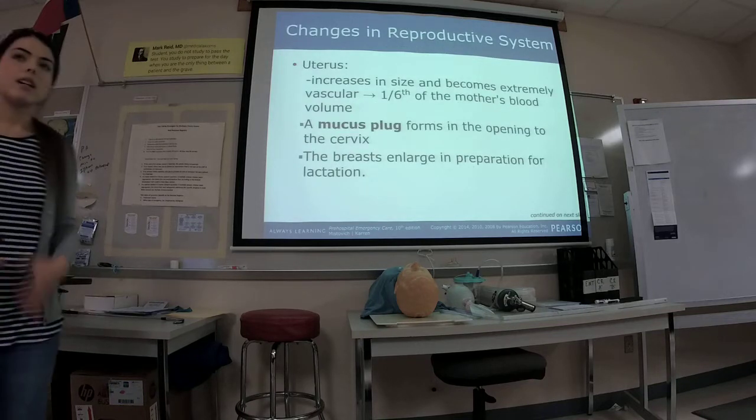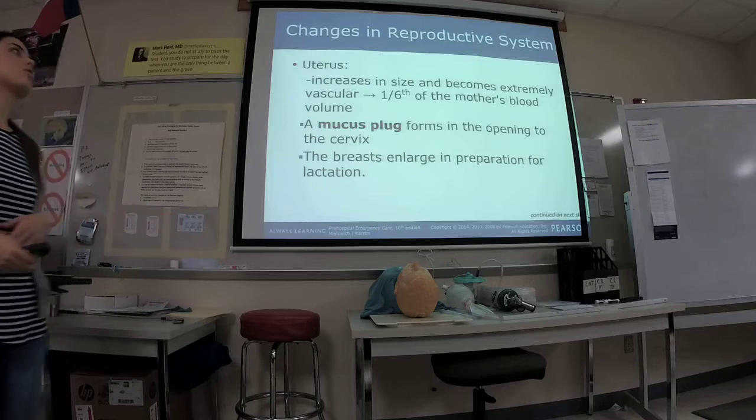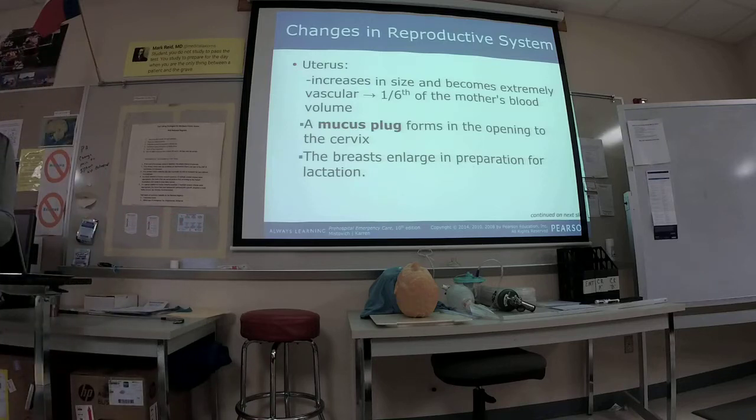So the uterus, like I said, it's a muscle, right? It expands and contracts, and whenever a woman becomes pregnant, the uterus becomes a sixth of the mother's blood volume. So there's a lot of blood that's going to be produced, and we need this in order to form the baby. Another thing is a mucus plug forms in the opening of the cervix. This is going to prevent any bacteria or infections entering the mother's cervix into the uterus. Another thing is that the breasts are going to enlarge to prepare for lactation, or the development of breast milk.